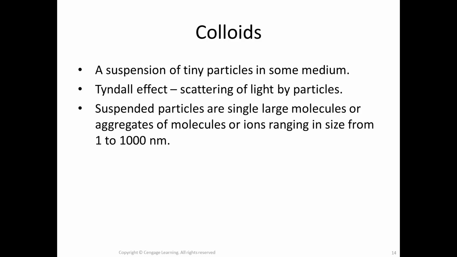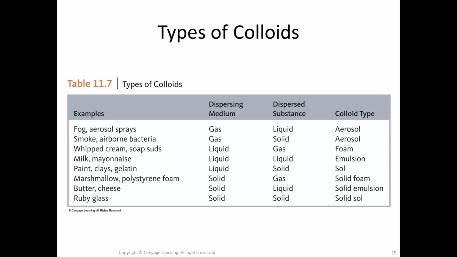Suspended particles are single large molecules or potentially aggregates of molecules or ions ranging in size from 1 to 100 to 1,000 nanometers. We typically classify colloids by their dispersing medium and their dispersed substances. So we have things like aerosols, foams, emulsions, sols, which are sometimes referred to as sol gels, and then various solid forms of these colloidal suspensions.